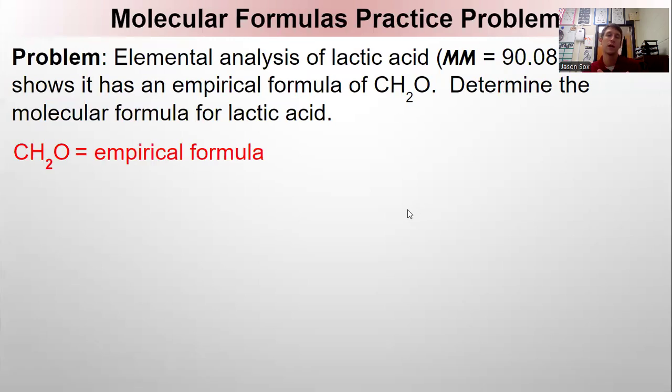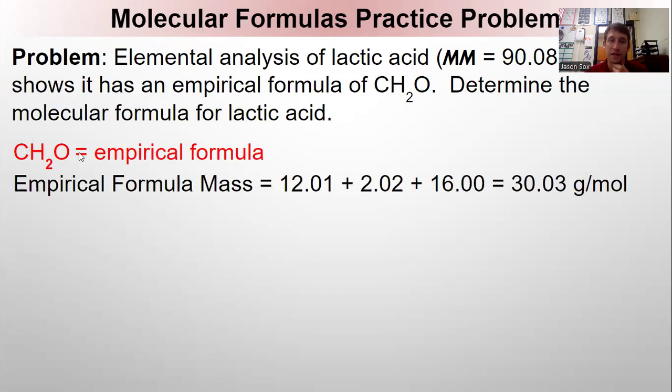So again, the hidden trick here is to figure out the molar mass of the empirical formula. They gave us the molar mass of the compound, and I can figure out the empirical formula mass the same way. One carbon is 12. I've got 2 hydrogens, so 1.01 times 2 gives me that value. And the 1 oxygen is 16. So the empirical formula mass is 30 grams.